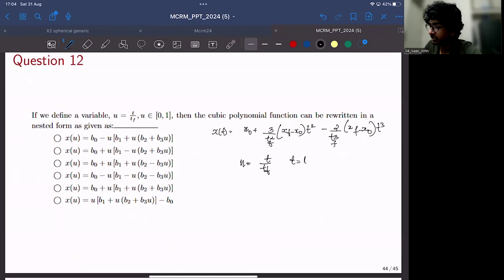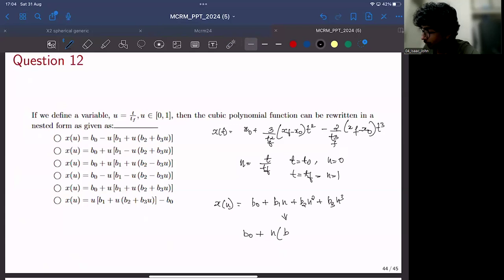So when time t is t0, u is 0, and when time t is tf, u is 1. So that is that variable. Now we can define a new trajectory as a function of u to be b0 plus b1 u plus b2 u square plus b3 u cube. And you can rewrite this equation in this form: b0 plus u multiplied by (b1 plus u multiplied by (b2 plus u b3)).